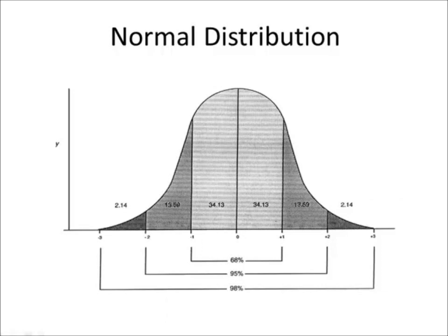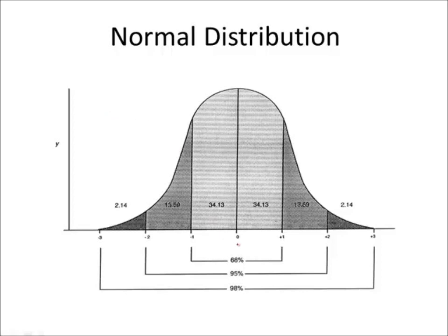Here we have the graph of a normal distribution, and as we can see, the normal distribution follows the bell curve shape as we described earlier. In this case, we have a normal distribution with a mean of 0 and a standard deviation of 1. This is also known as the standard normal distribution.